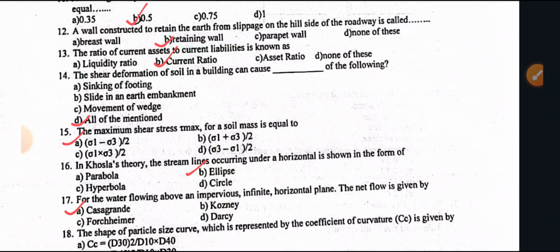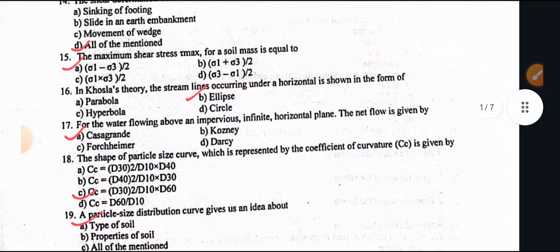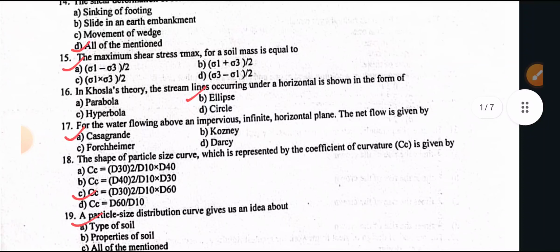In Kozeny theory, the streamlines occurring under a horizontal are shown in the form of ellipse. For the water flowing above an impervious infinite horizontal plane, the net flow is given by Casagrande.